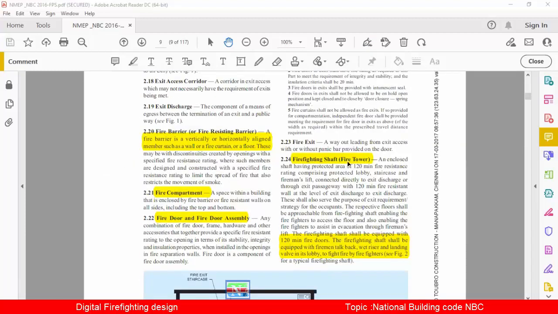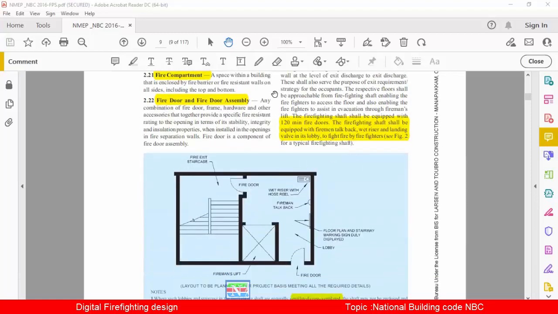Next is fire tower. This is your fire tower. If you see, this is your complete fire tower, and here you'll have a staircase and one lift inside. You can see it is a fireman lift. In case of fire, the firemen will come in this lift and go and control the fire. Here you should have one riser and fireman talk back. The staircase is anyway near the lift, and you have fire rated doors to control the fire. Is it clear? Yes, sir.